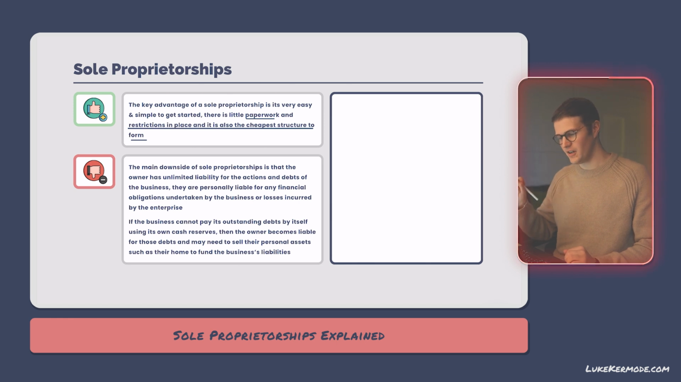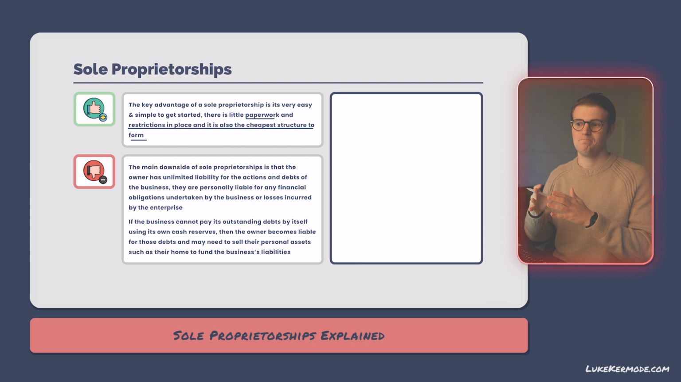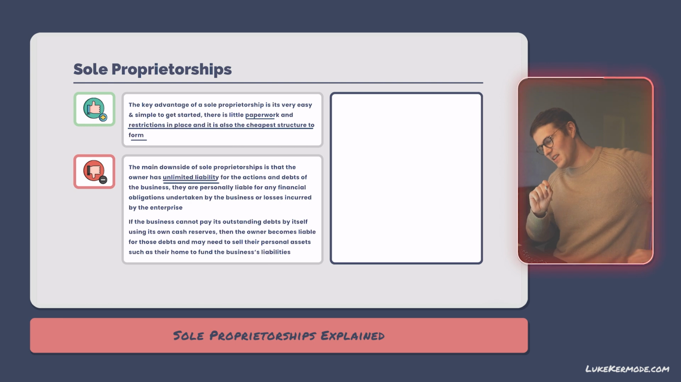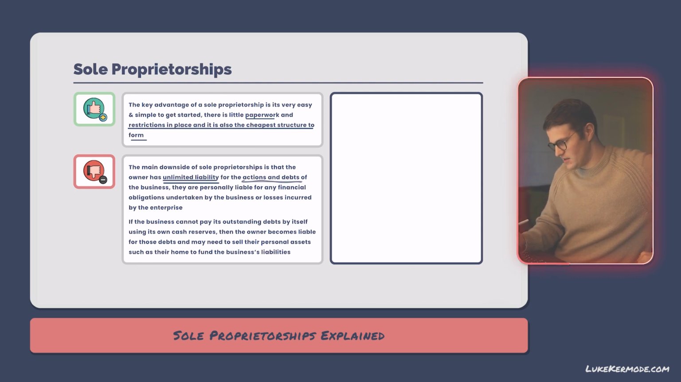Now, the main downside of sole proprietorships builds on the point around the law seeing the owner and the business as one entity, and that is that the owner has unlimited liability. And this is really the crux of it. This is really important, so I'm going to underline this twice. So the owner has full and unlimited liability for any of the actions and debts of the business.